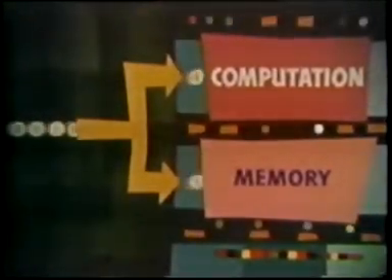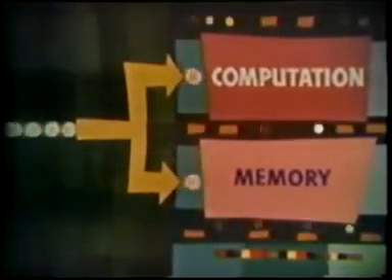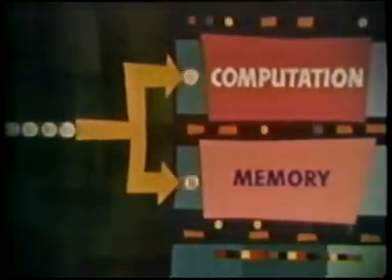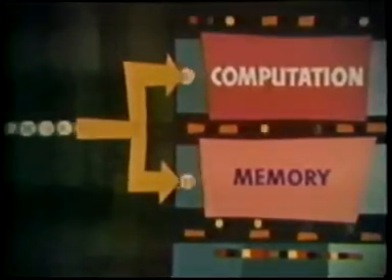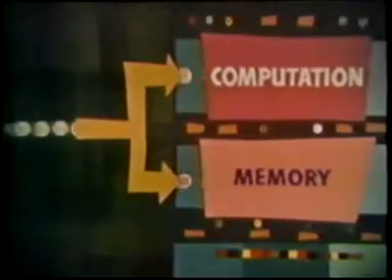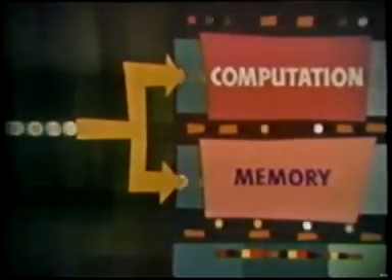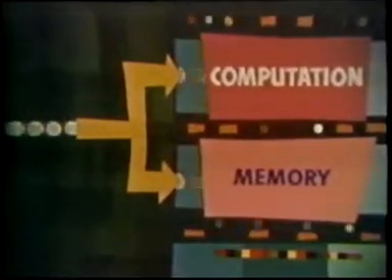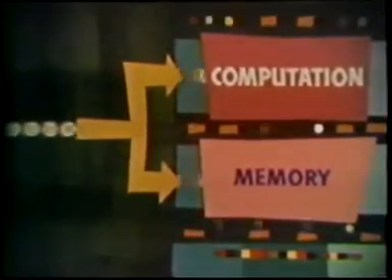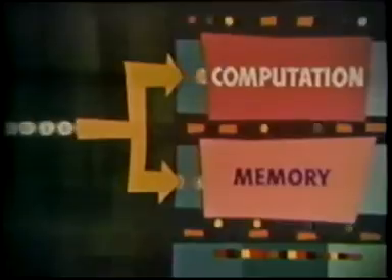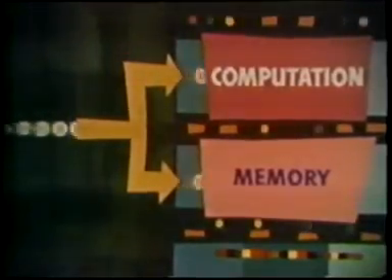Some information fed into a computer is immediately involved in computation. Other information is introduced for use at a later time. This information must be retained or remembered until it is called for. In order to do this, the computer uses a memory. Two examples of such memory are the magnetic drum and magnetic cores.